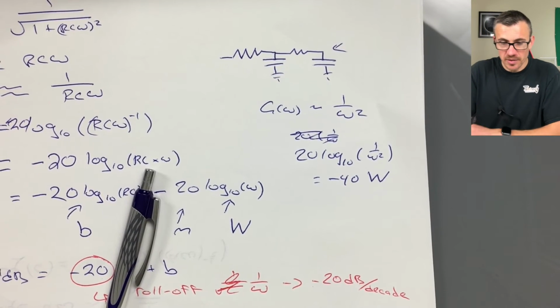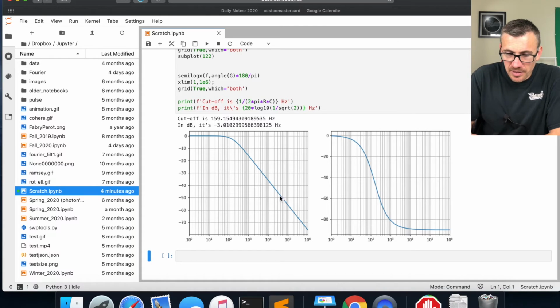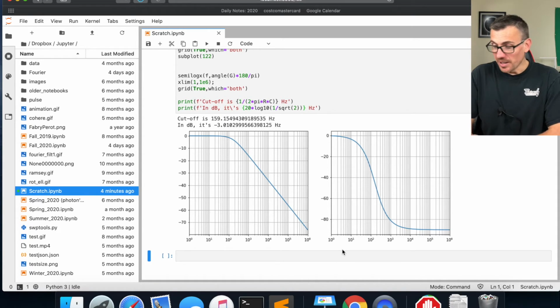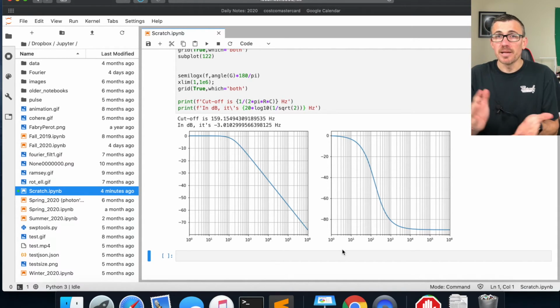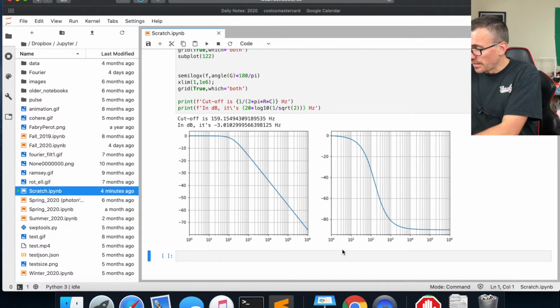So if we go back to the screen here, let's actually see if we can verify this. At 10 to the 5 hertz, we're at about roughly 55 dB. At 10 to the 4 hertz, a decade earlier, we're at roughly 35 decibels. So that is indeed about negative 20 decibels per decade. And that's our roll-off there. So in summary, there's a lot here. Let's just write down our summary here.